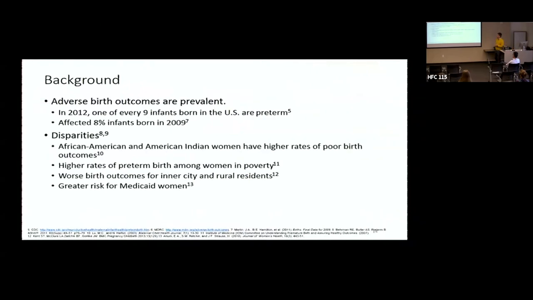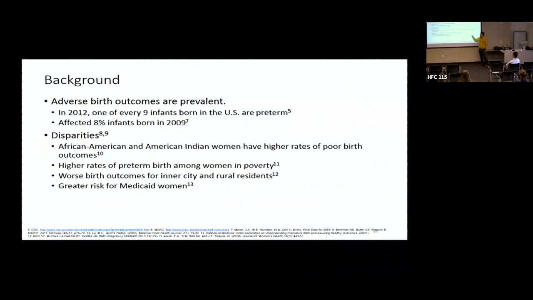Again, very briefly, adverse birth outcomes are really prevalent. Over 10% of infants born in the United States are born preterm. Preterm birth is associated with greater health expenditure and developmental disorders later on, so all sorts of adverse outcomes for infants and babies. So we need to deal with that.